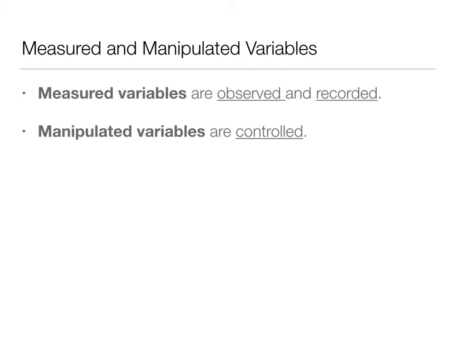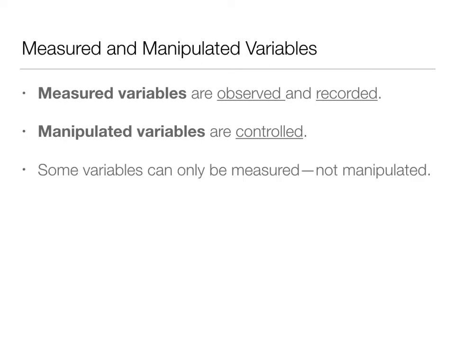Manipulated variables, however, are controlled. Those are where the researchers are trying to cause some difference between them. They're trying to do something different between different levels of that. Now, they may be trying to manipulate something so that they can cause change on a measured variable, but the measured variable is still just being observed and recorded. It's that manipulated variable that's being controlled in some way.